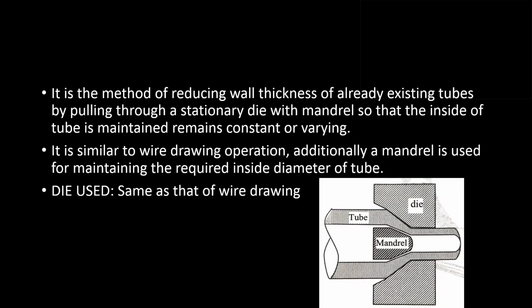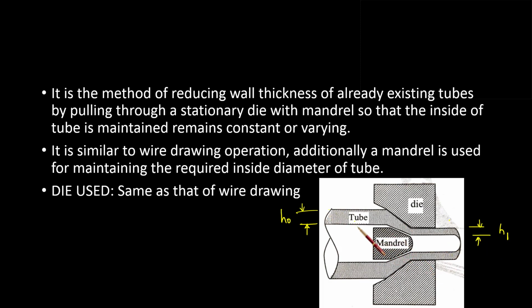Next we will talk about tube drawing. Wire drawing is completed. Tube drawing is similar to wire drawing. The only thing is that in tube drawing, the thickness of the tube, from here to here, is reduced to this thickness. This is h0 and this is h1. So the thickness of the tube is reduced.